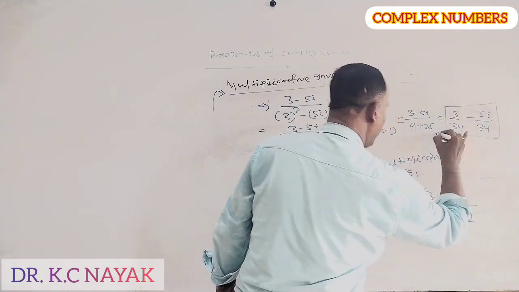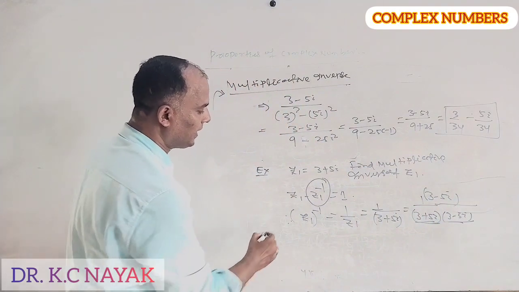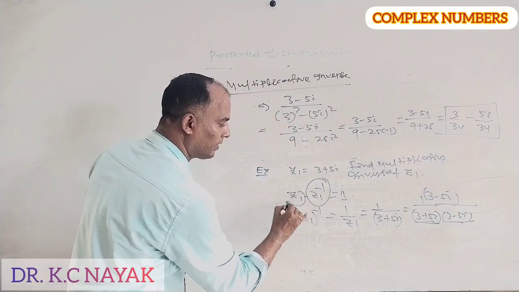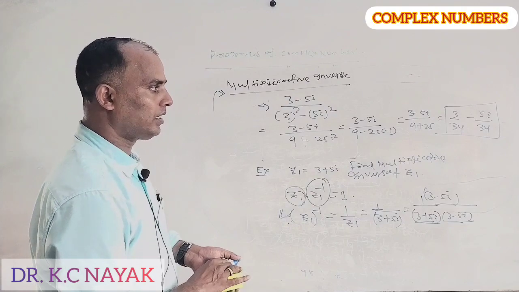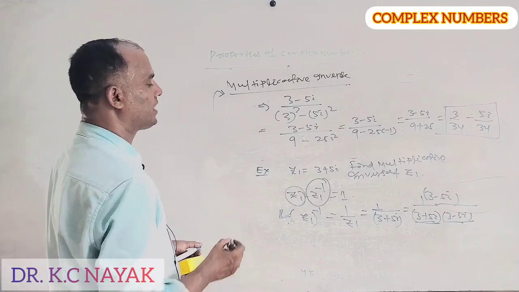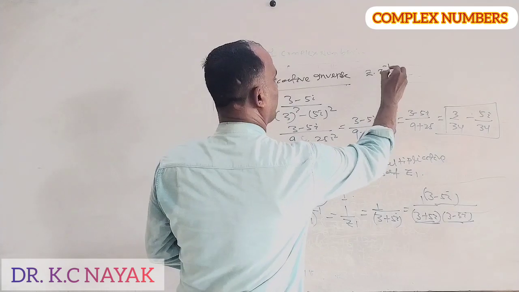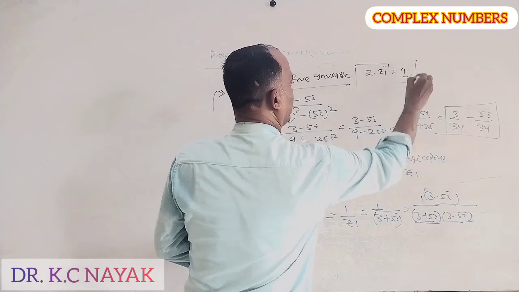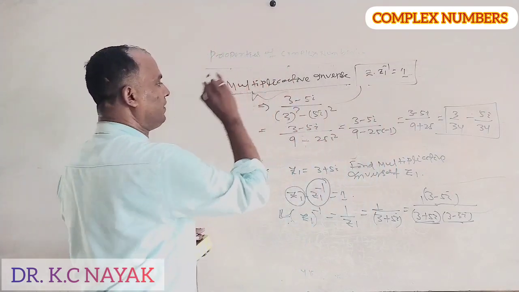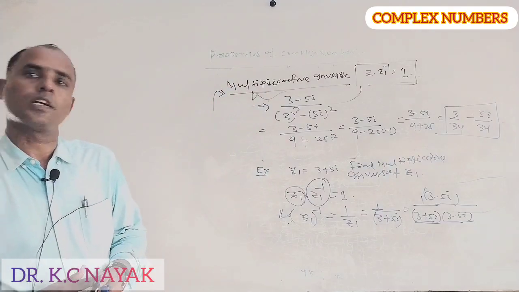This number is representing the inverse of Z1, right or not? So Z1 into Z1 inverse is equal to 1. This is what? The multiplicative inverse of a complex number.